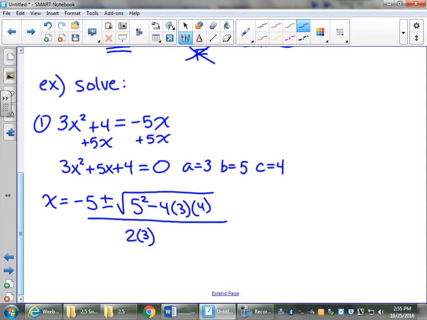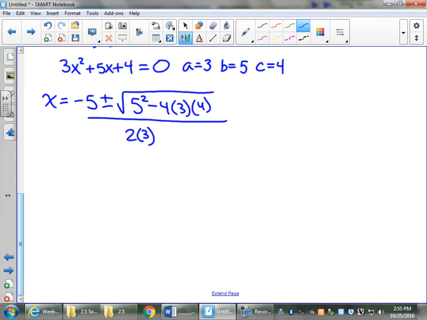Now comes the simplifying part. Take your time, don't rush it, watch your signs, and see how far down you can get. I'm going to bring down the negative 5, plus or minus. Underneath the radical, I'm going to square the 5 and multiply my 4ac. 5 squared is 25. And I like to count how many negatives I have with the 4ac.